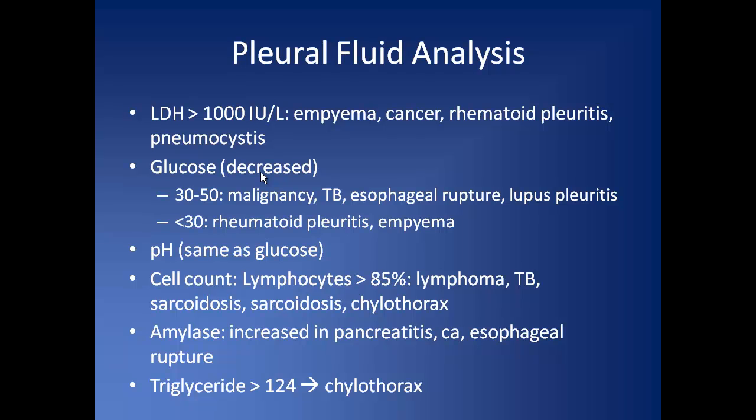When you send the fluid analysis, you can look at the LDH. If it's greater than 1,000, it looks like it could be suggestive of an empyema, cancer, rheumatoid pleuritis, or pneumothorax. If your glucose is decreased, 30 to 50, you think of malignancy, TB, esophageal rupture, lupus pleuritis. Less than 30, rheumatoid pleuritis and empyema. pH is the same thing as glucose. Your cell count, if the lymphocytes are greater than 85%, you have to think about lymphoma or TB, sarcoid, which I put twice, but chylothorax. Amylase can be increased in pancreatitis, cancer, esophageal rupture. And if your triglyceride is greater than 124, you think of chylothorax.